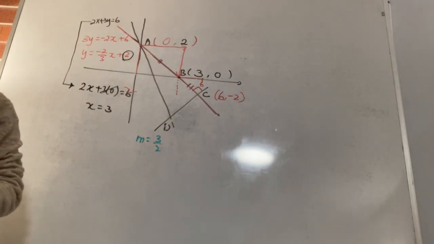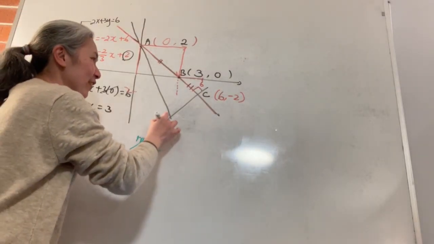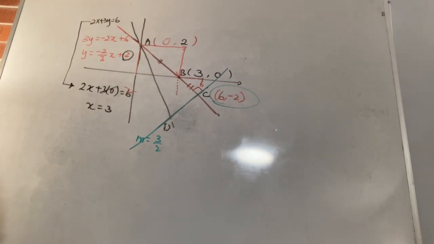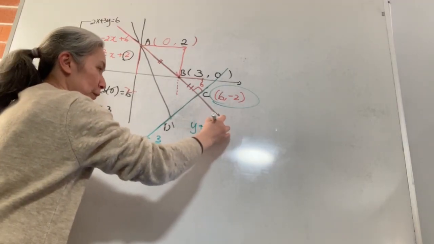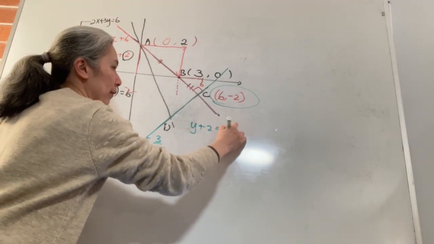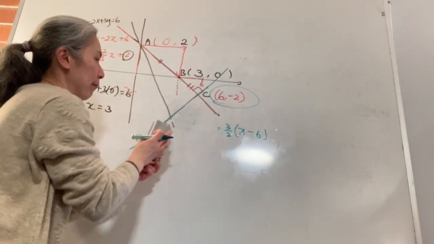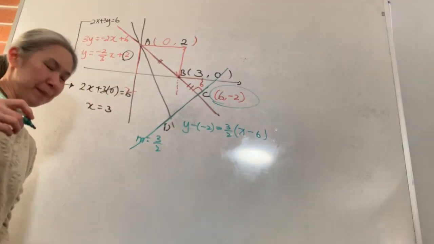Do you have a point? Yes, you do, which is that one. So let's find the equation. You write the equation formula, plus minus 2.